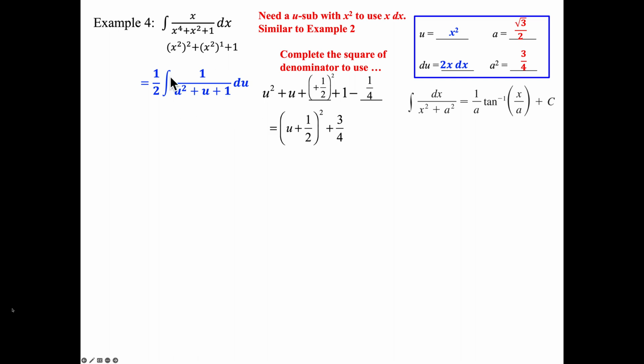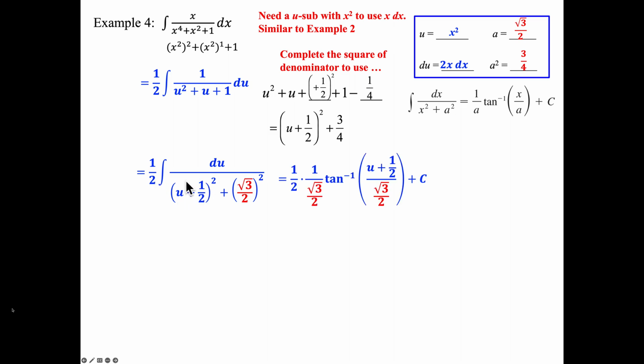So if we rewrite this as now du over u plus 1/2 squared plus, all right, square root of 3 over 2 squared. This is my a. This is my x, if you will. So 1/2 times 1 over a, square root of 3 over 2 times the inverse tangent of u plus 1/2, that's my x, over the square root of 3 over 2 on the inside.